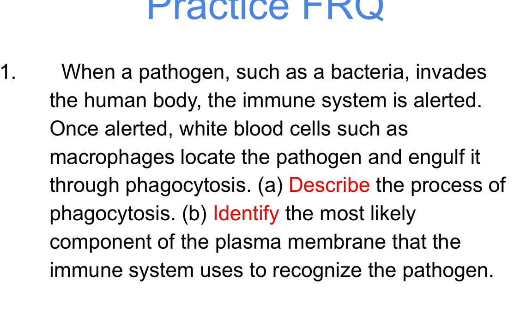So we want to describe the process of phagocytosis, and then also identify the most likely component of the plasma membrane that the immune system uses to recognize the pathogen, which we have talked about, but I did not point out that it was specific to the immune system.